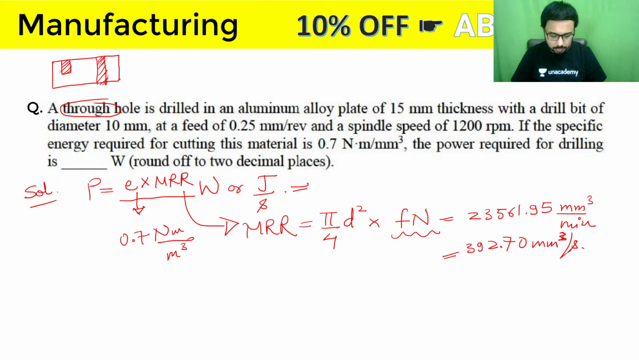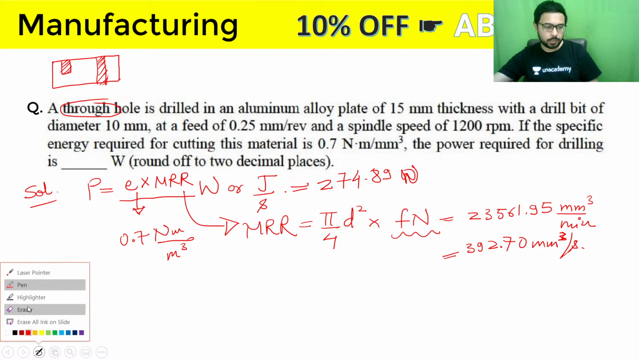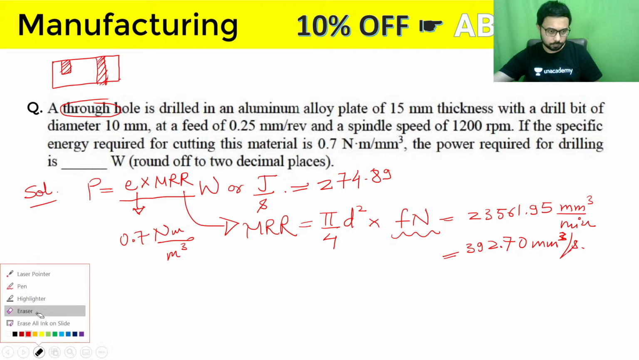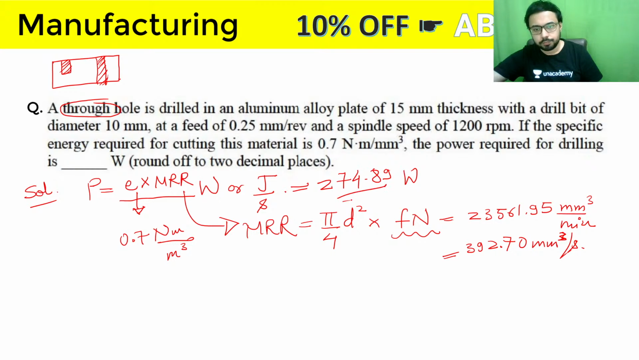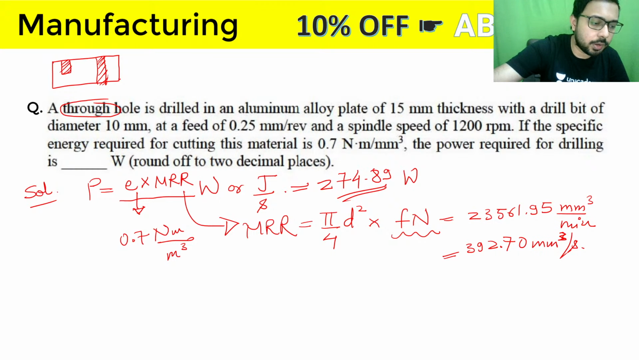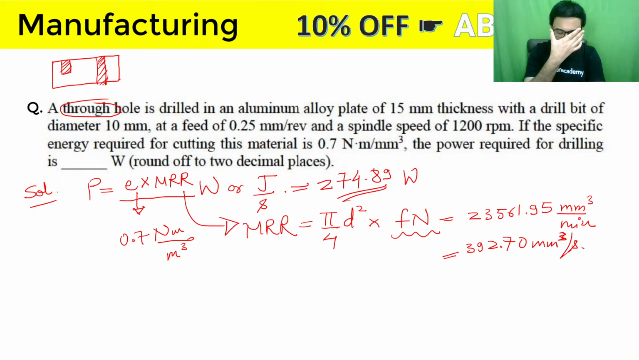So what we will be doing is we will be multiplying this material removal rate with the specific energy to get our final answer, and our final answer is coming out as 274.89 watt. So this is the final answer. This is the final power required for drilling. So power required for drilling, we have calculated it by using the formula E into metal removal rate, and you can see from the unit also that E is in Newton meter per mm³, and MRR, metal removal rate, can be obtained in mm³ per second. So we will be getting joule per second as the final answer, and it is equal to 274.89 watts.